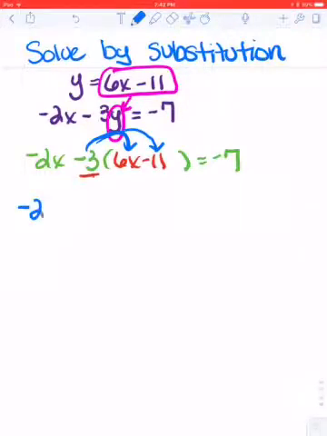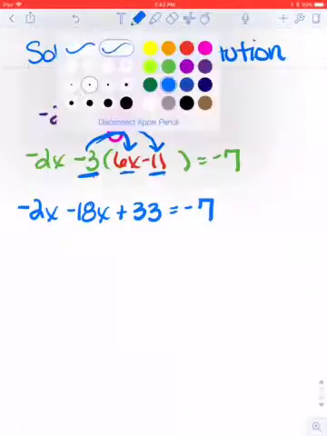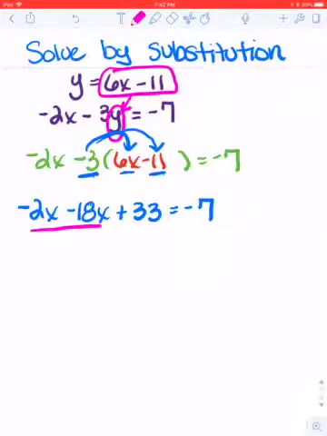Now, this negative 2x is not part of it. But now I'm going to have to do negative 3 times 6x, which is negative 18x. Negative 3 times negative 11, which is positive 33, equals negative 7. Now these two x values are both on the same side. So I don't have to do anything opposite to put them together. I just have to do negative 2x minus 18x. So it's negative 20x plus 33 equals negative 7.